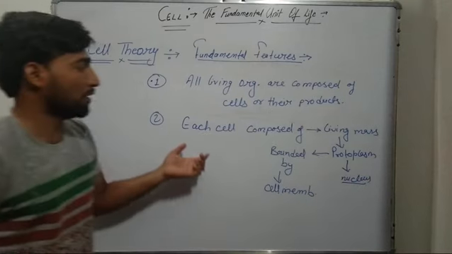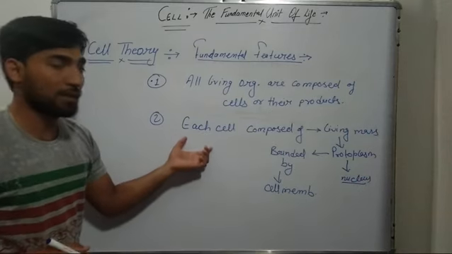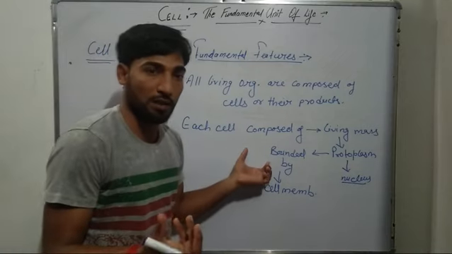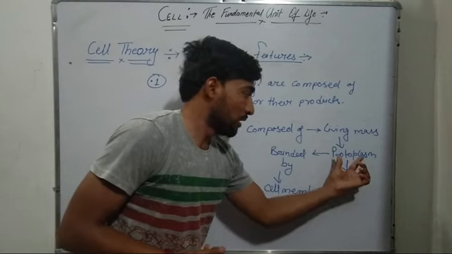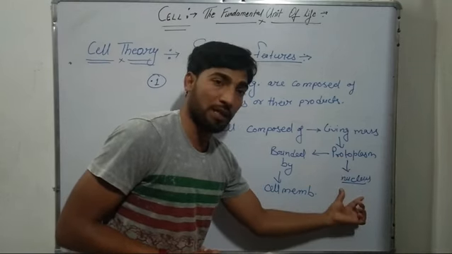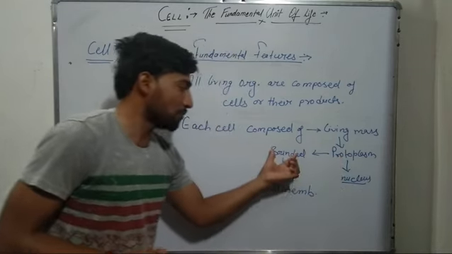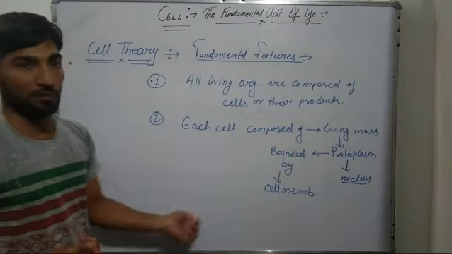So the second fundamental feature of cell theory is that each cell is composed of some living mass inside it. That living mass is known as protoplasm. Inside this protoplasm is present the nucleus, and this protoplasm is bounded by a cell membrane.